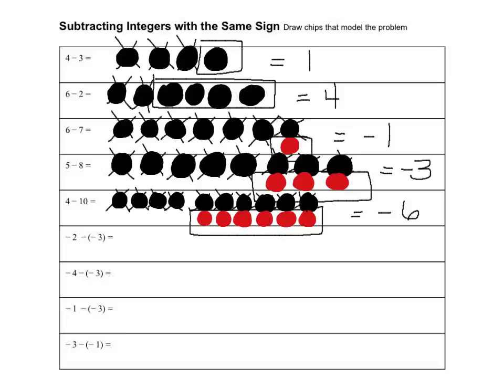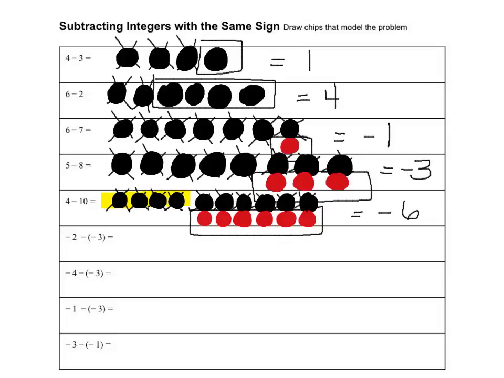All right, so the chip model shows that I had my original 4 that were put on the board right here. But then, in order to be able to take away 10, I had to add an additional grouping of my positive and negatives. That's what that area is right there. But of course, I'm only going to take away the black because I only want to take away the positives. That then leaves me with the 6 red left over, showing a negative 6.